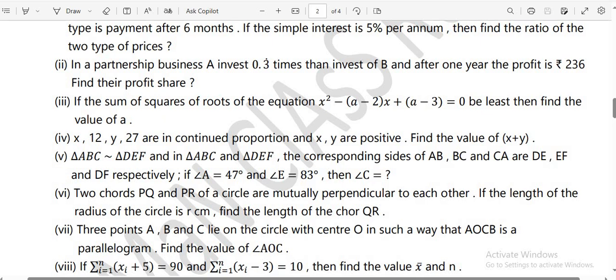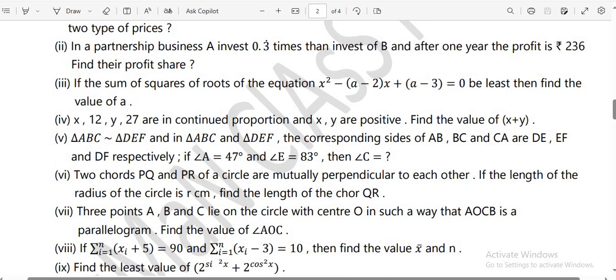Question number 7. Three points A, B and C lie on the circle with center O in such a way that AOCB is a parallelogram. Find the value of angle AOC.